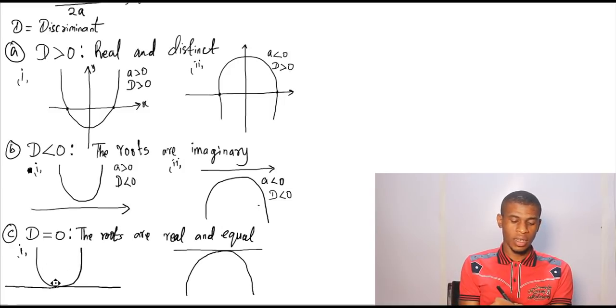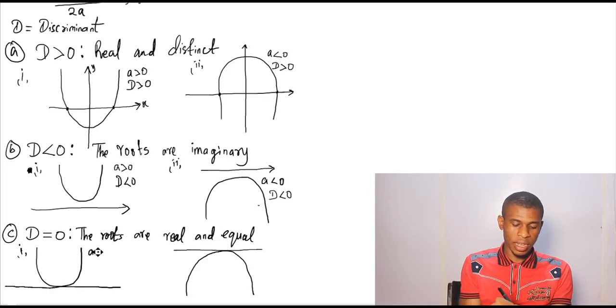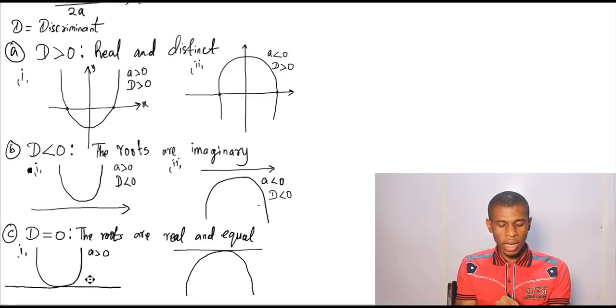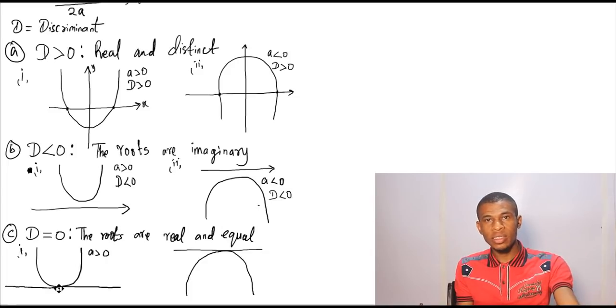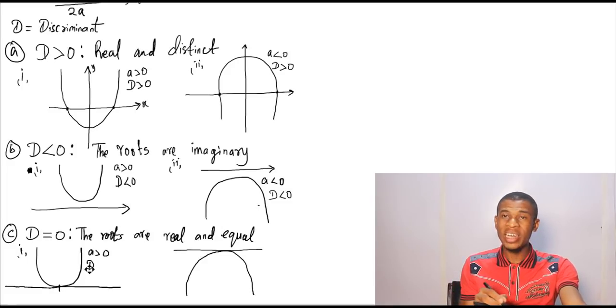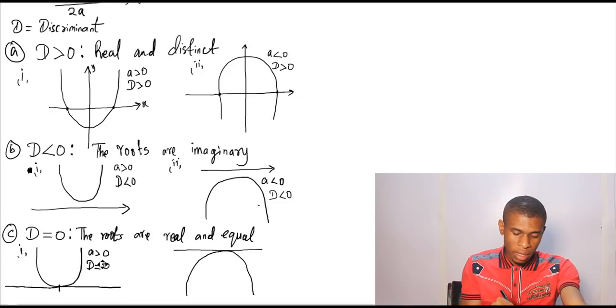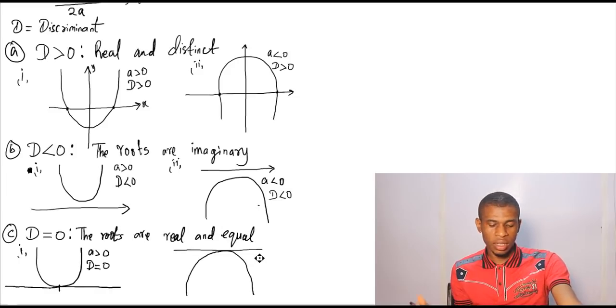In this case, as the graph curves like this, first thing you are going to notice is that A is greater than 0. Now you look at where the graph cuts the x-axis. You can see that the graph cuts the x-axis at only a point. What does it mean? It means that the roots are real and equal. Equal, only one place. D is equal to 0 in this case.